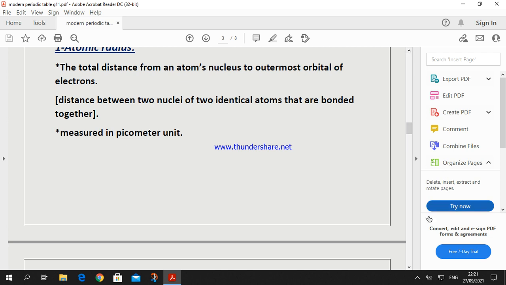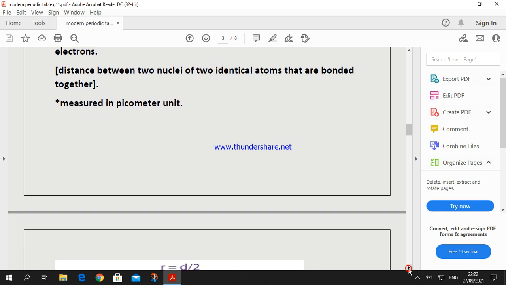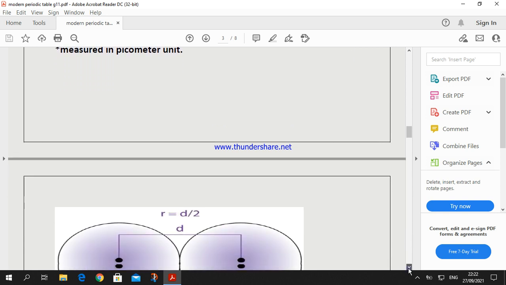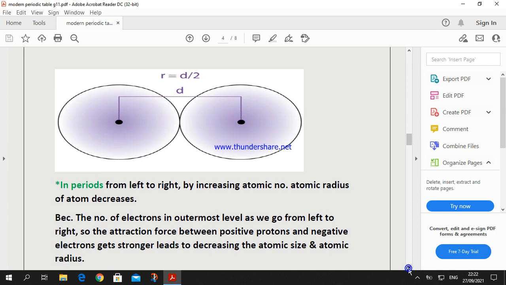So again, we calculate the atomic radius by measuring the total distance from the atom's nucleus to the outermost orbital of the electron. And if two atoms are bonded together to make a diatomic molecule like hydrogen and oxygen, we can calculate the atomic radius by measuring the distance between two nuclei of two identical atoms that are bonded together. The measuring unit used to measure atomic radius is known as the picometer.